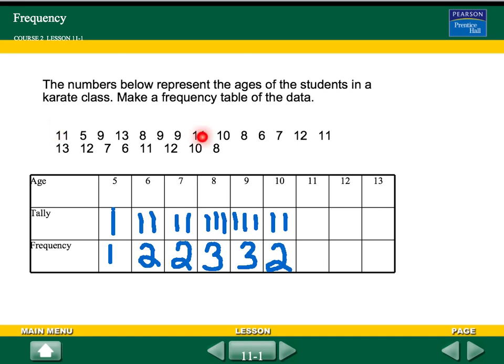11. There's an 11. There's an 11. There's an 11. There's an 11. So a tally of 4, making a frequency of 4. 12. There's a 12. And there's a 12. There's another 12. So we got 3. And last, 13, there's a 13, there's a 13. I've got a tally of 2, making a frequency of 2.